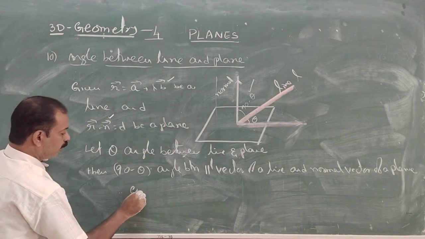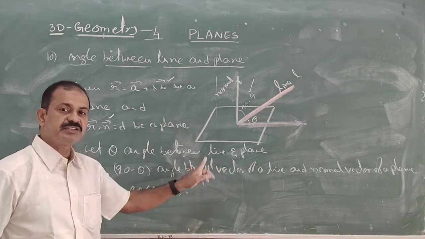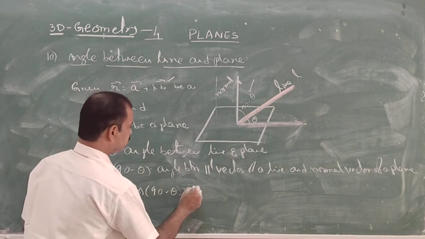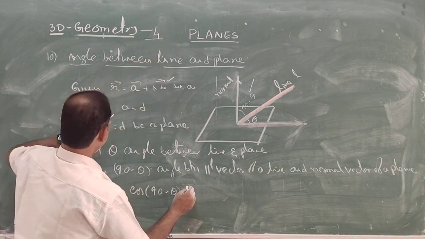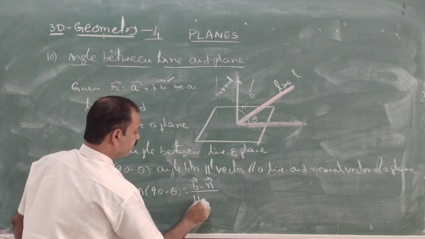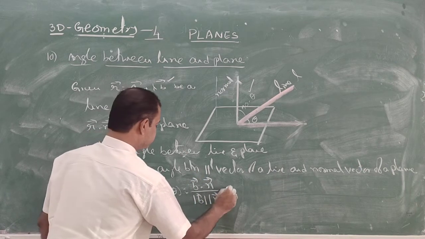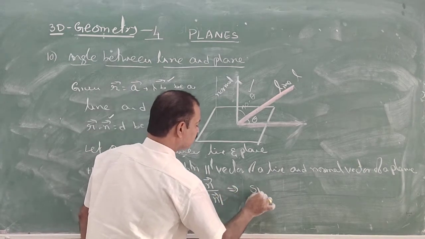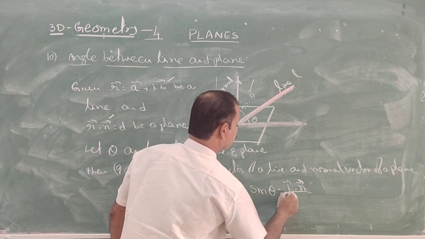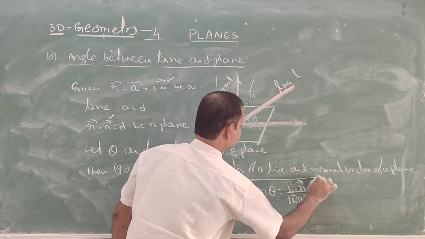Therefore, cos of 90 minus theta, in place of theta, what angle is coming? 90 minus theta. Cos 90 minus theta equals, between parallel and normal, B dot n by magnitude of B into magnitude of n. But cos 90 minus theta is nothing but sin theta, equals B dot n by magnitude of B into magnitude of n.